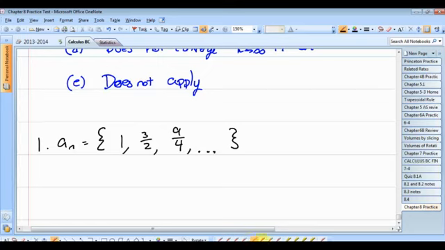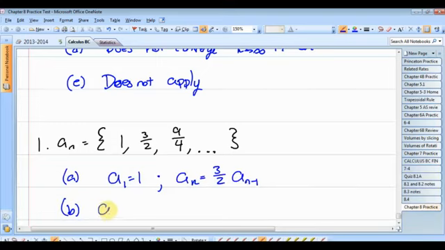Okay, so let's go with part A. What is the recursive rule? Okay. So A1 equals 1. AN equals 3/2 times AN minus 1. Part B.